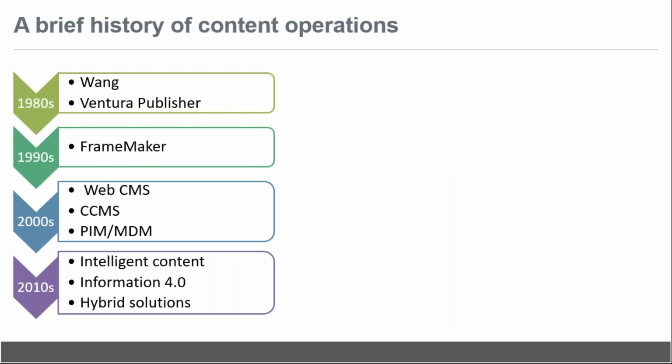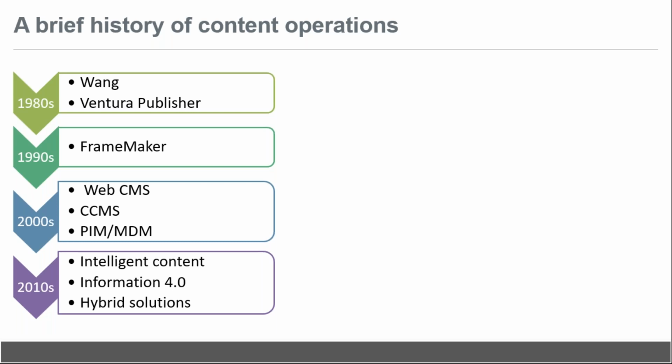So how do you do content ops? Well, first we have to look at the history of content ops, because we started from hand typewriting, and we went to word processors like Wang and Ventura Publisher. I don't know if anyone is on the call who can remember back to the 1980s. And then FrameMaker came along, and it was such a big deal at the time, because it allowed you to do things that you couldn't do before. And then we went to web CMSs, and then we had CCMSs.